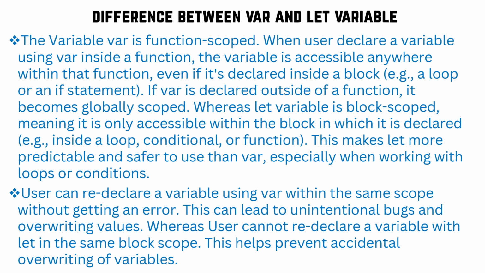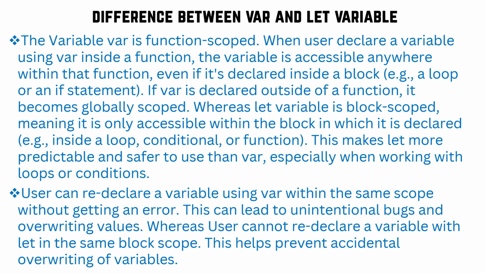Now I have tried to give the difference between var and let variables, because sometimes people ask what the primary difference between the two is. The var variable is function scoped. When you declare a variable using var inside a function, the variable is accessible anywhere within that function, even if it is redeclared inside a block, for example a loop or a statement. If var is declared outside of a function, it becomes globally scoped. Whereas let is block scoped, meaning it is only accessible within the block in which it is declared. If declared inside a conditional block, loop, or function, it applies only there, not globally. This makes let more predictable and safer to use than var, especially when working with loops or conditions.